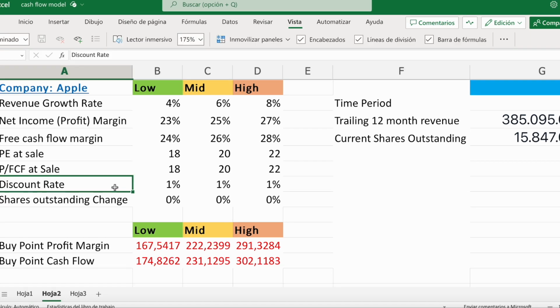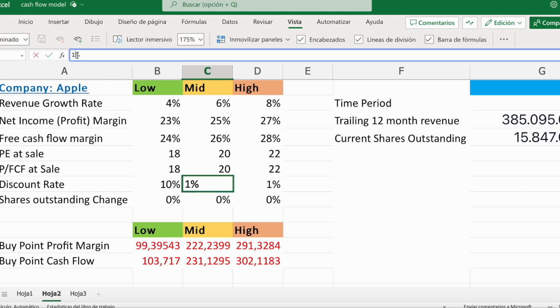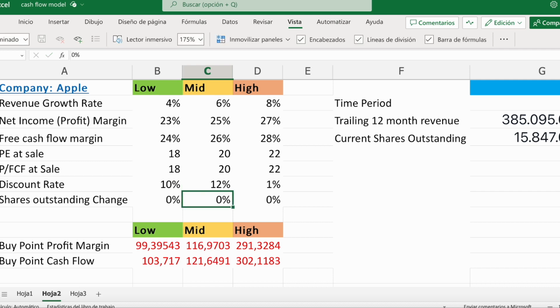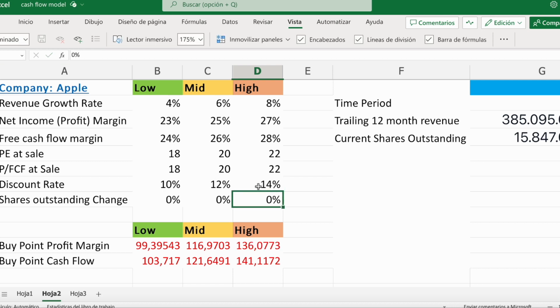Then the discount rate is the return you want to get each year for the next 7 years on your investment. And because you can get around 8 or 9% investing in an ETF, if you take the risk of investing in an individual stock, you should put a higher rate of return. And also, as your assumptions get less probable, your rate of return should be higher. So I'm gonna go 10% on my low assumptions, 12 on the middle, and for my high assumptions, 14% desired annual return each year, which is a lot.